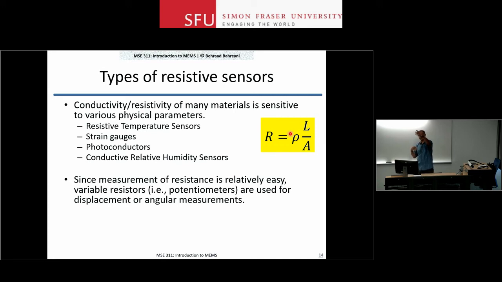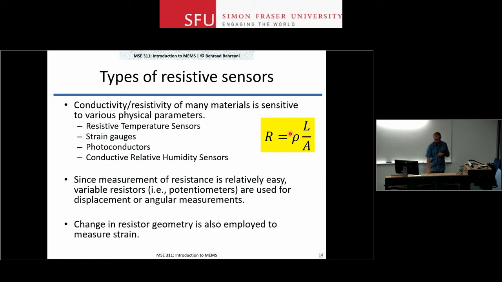So it's not a property, it's not rho, L, or A that changes. It's a physical change in your resistor geometry. For example, you're adding length to it or you're subtracting length from it by rotating a knob. But at the end of the story, for your interface circuit, it's a resistive measurement. So the resistive interfaces are useful in that area as well. And we talked about changing resistor geometry.